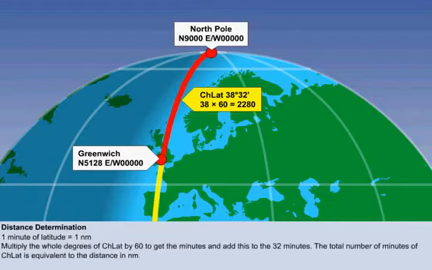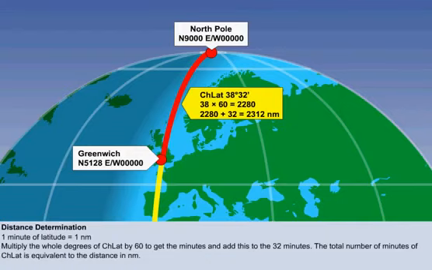The remaining 32 minutes of ChLat equates to 32 nautical miles. Therefore, 38 degrees and 32 minutes of ChLat is equivalent to 2,312 nautical miles. This is the distance from Greenwich to the North Pole, directly north up the prime meridian. This is the principle used in calculating distance from ChLat. The easiest way to calculate ChLat, and hence distance, is to visualize the Earth split vertically along a meridian and anti-meridian.